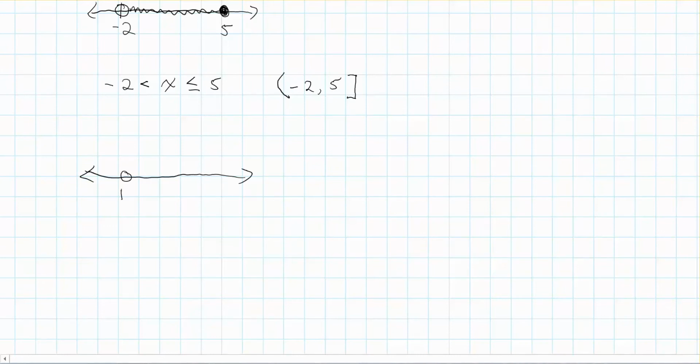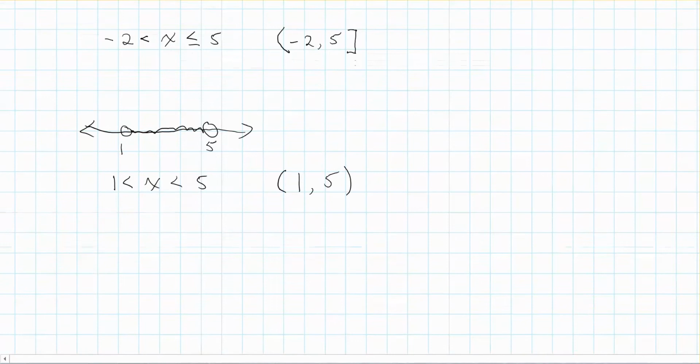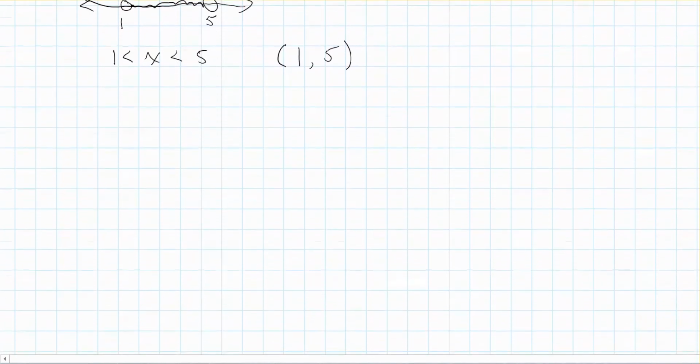Let's look at maybe 1 to 5. And we're going to look at all the points in between. Now in this case, I'm not including 1 or 5 in my interval. So the inequality representation would be 1 less than x less than 5, and the interval notation would be parenthesis 1 comma 5.